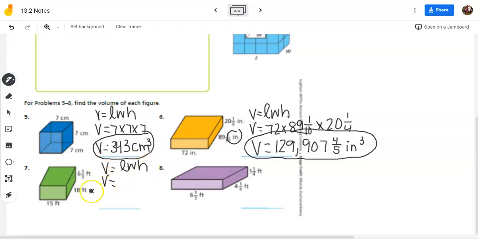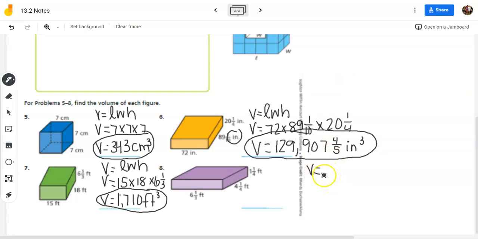And now we're going to multiply the numbers together. We have 15 times 18 times 6 and 1/3. When I put that in my calculator, I get 1,710. Label as feet cubed. Make sure you put that little 3 for the cube instead of a 2 for squaring. I will take off a ½ point if you don't have your label correct. Volume always has the little 3.